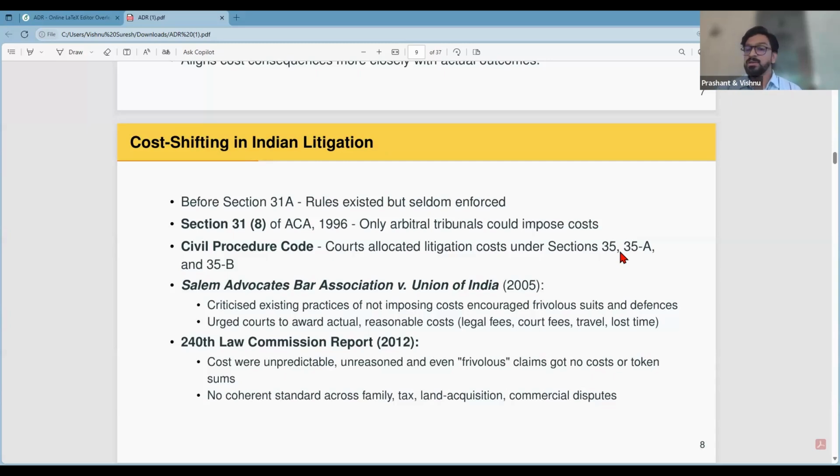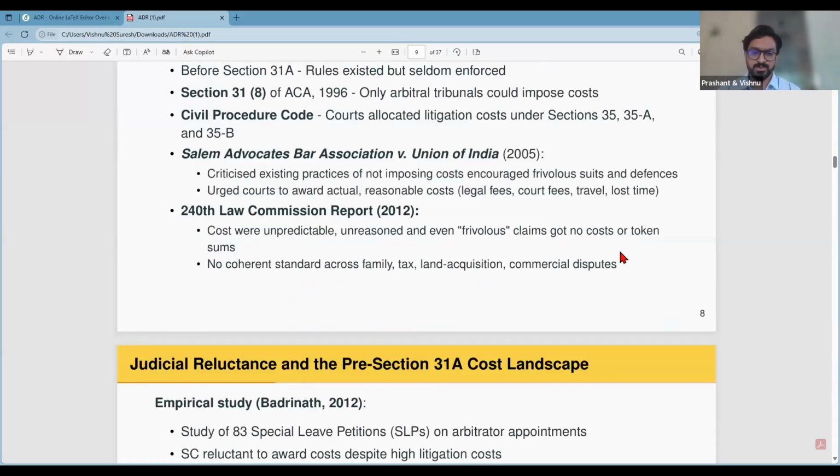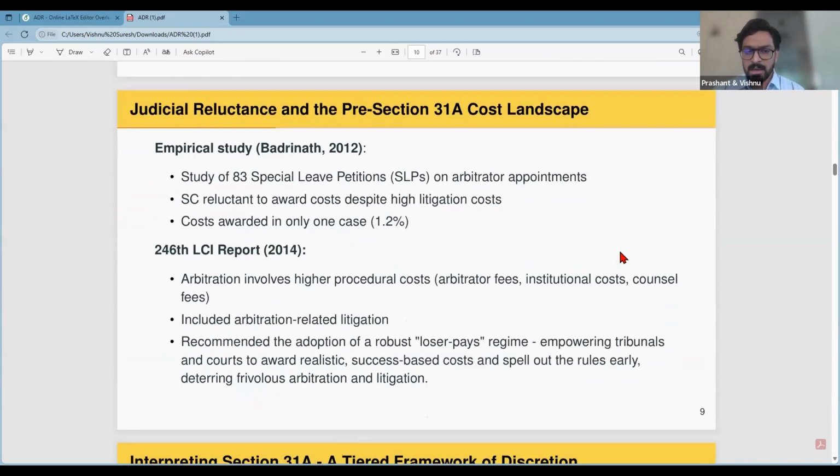In 2012, there was a Law Commission report, the 240th Law Commission report, which looked exclusively at costs and repeated pretty much the same thing. Costs are unpredictable and unreasoned, and even frivolous claims got no costs or token sums. There was no coherent standard across family, tax, land acquisition, or even commercial disputes. So what we see here is a judicial reluctance at the level of courts before 31A was brought in.